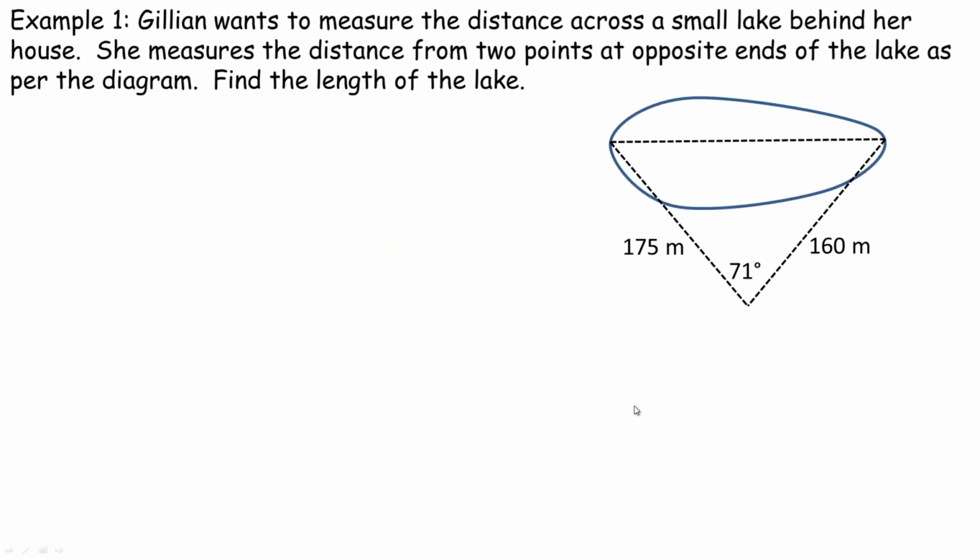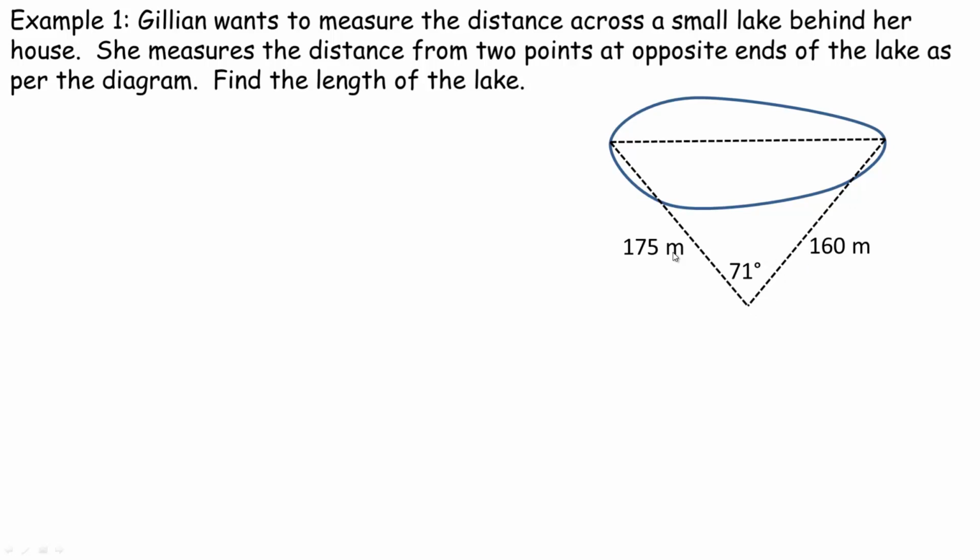So first example here, in this example, Jillian wants to measure the distance across a small lake behind her house. And we're going to assume it's not winter, so she can't just walk across the lake. So we're going to assume it's liquid water here. So what she does is she finds 2 points across the lake. That's the distance she wants to find. And she measures to some point on the land. This is 175 meters, this is 160 meters, and that's a 71-degree angle.